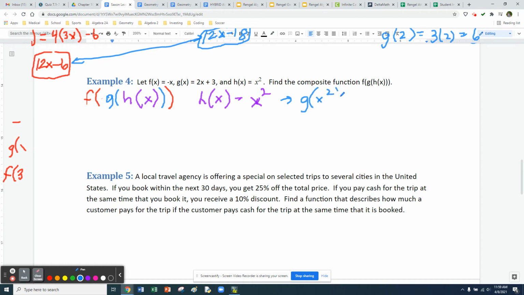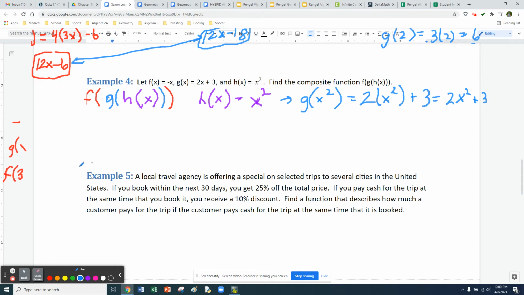So now g of x squared, I take the g function, which is 2 times x squared plus 3. So that result I got for the h function, when I put an x in for the h function, it still just gives me x squared. That output now becomes the input into my next function. And we'll just clean this up. All we can do is make this 2x squared plus 3.